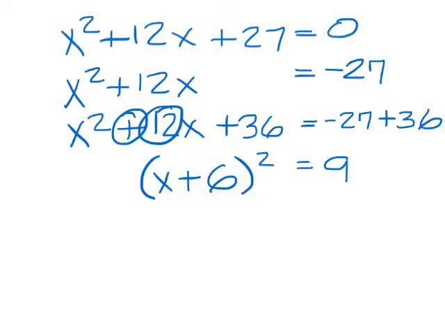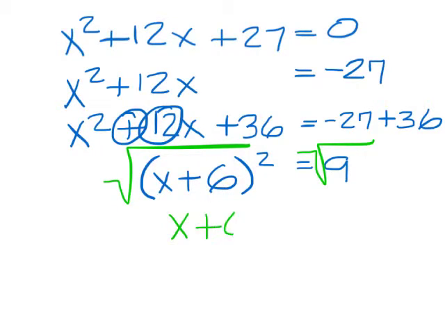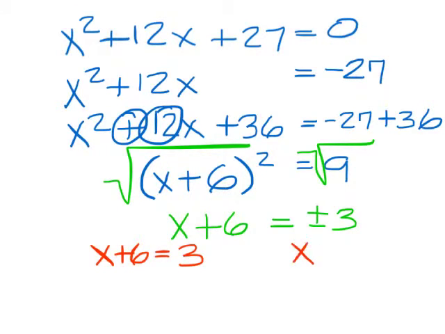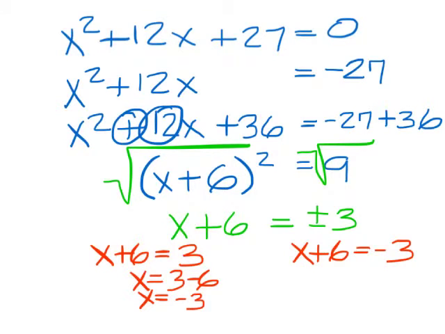Find the square root of both sides. That's an x plus 6. This is plus or minus 3. You have to do 2 problems now. One with x plus 6 equals positive 3, one with x plus 6 equals negative 3. So this one is 3 minus 6 when you solve for it, that's negative 3. And this one is negative 3 minus 6, that is negative 9.